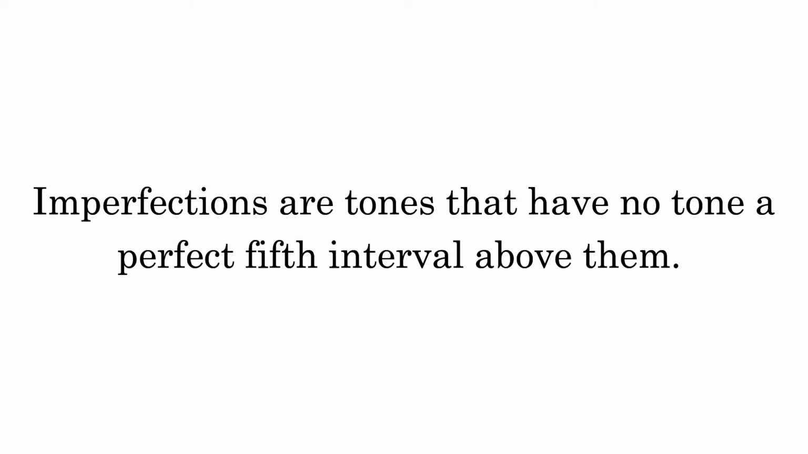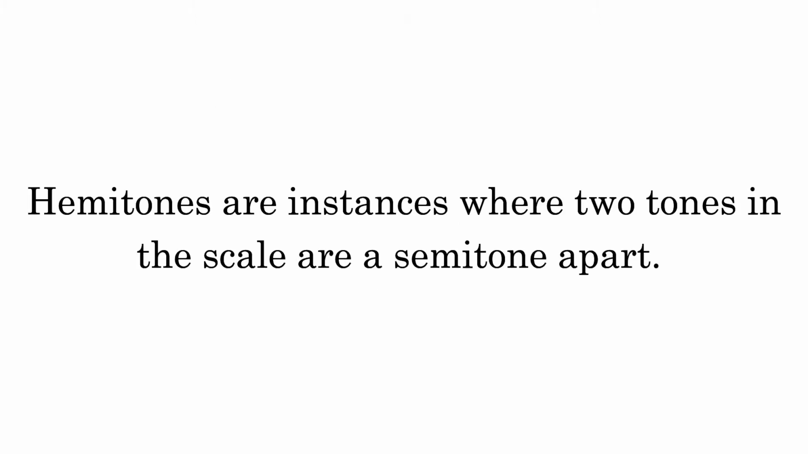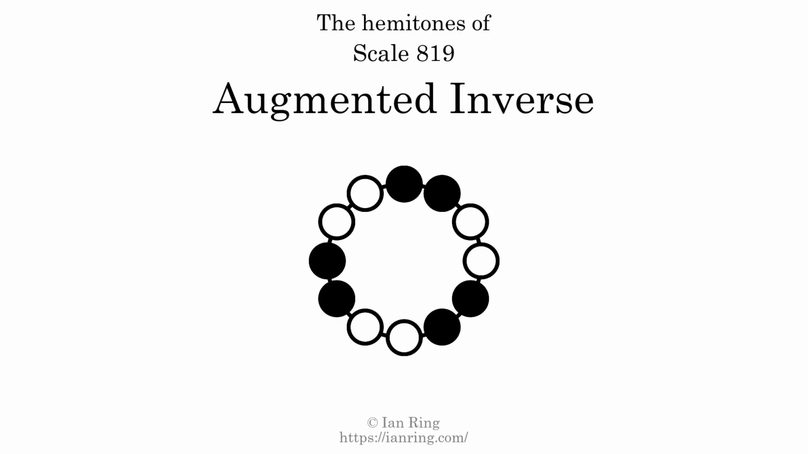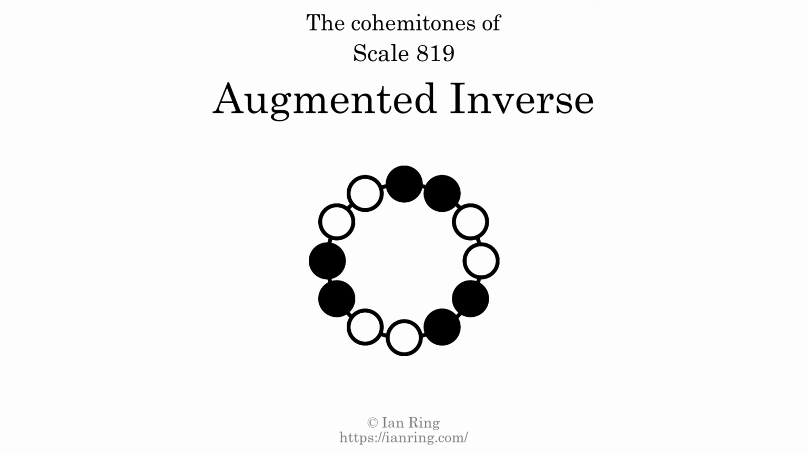Imperfections are tones that have no tone a perfect fifth interval above them. This scale has 3 imperfections. They are at positions here, here, and here. Hemitones are instances where 2 tones in the scale are a semitone apart. This scale has 3 hemitones. They are at positions here, here, and here. Cohemitones are instances where 2 hemitones are beside each other. This scale has no cohemitones.